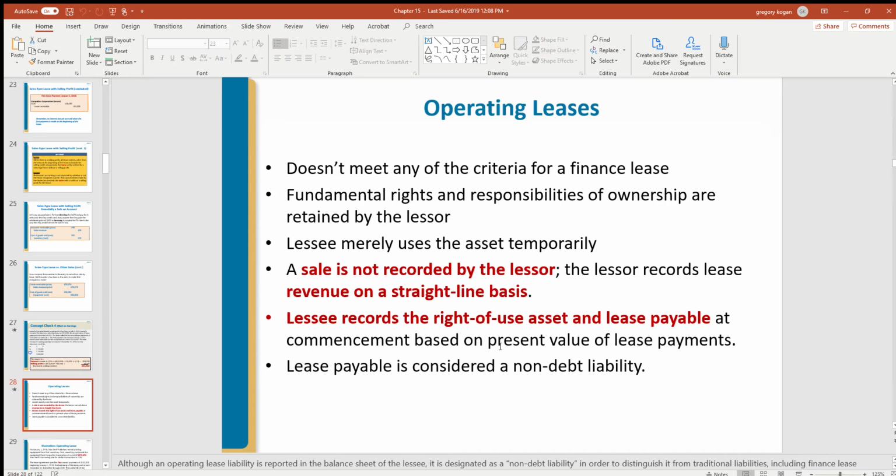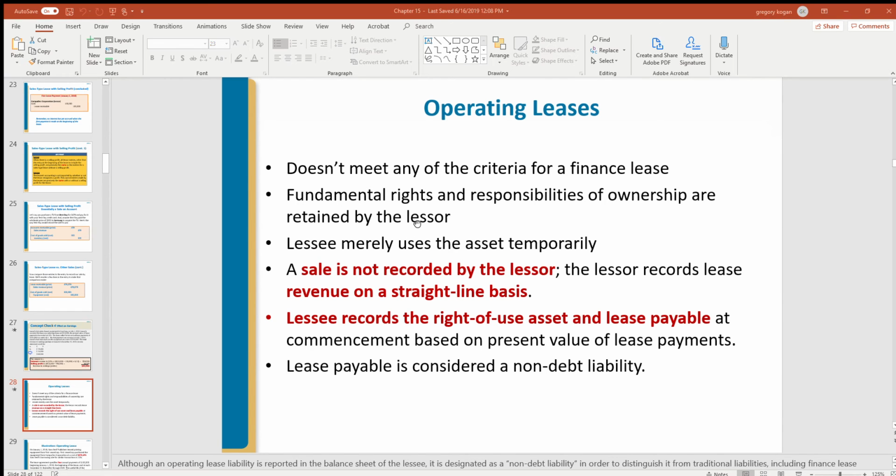Fundamental rights and responsibilities of ownership are retained by the lessor. The lessee merely uses the asset temporarily. A sale is not recorded by the lessor. The lessee records the right of use asset and lease payable at commencement based on the present value of lease payments. Lease payable is considered a non-debt liability. So these are the primary differences between a sales type lease and the operating lease. That's really the core of the chapter.